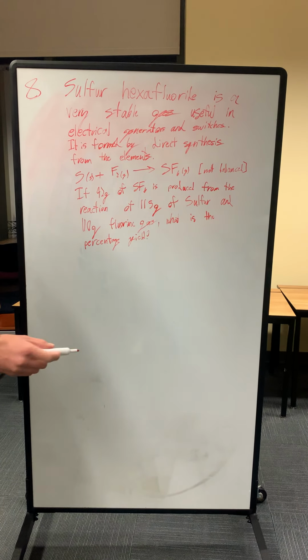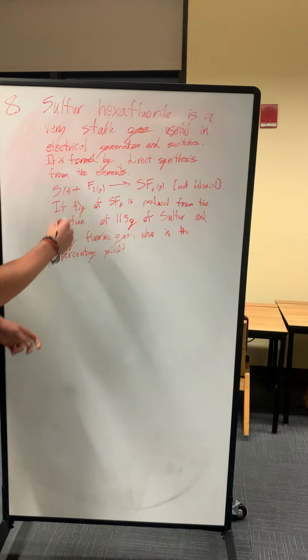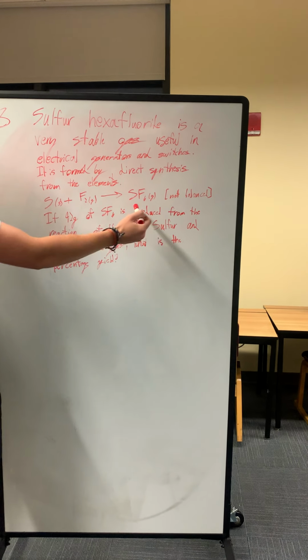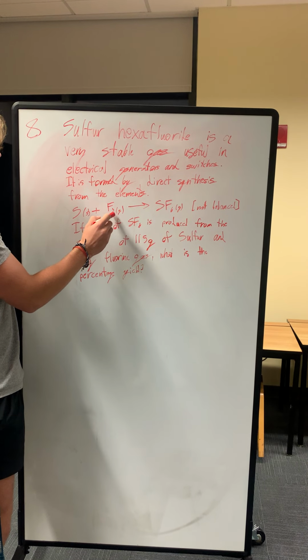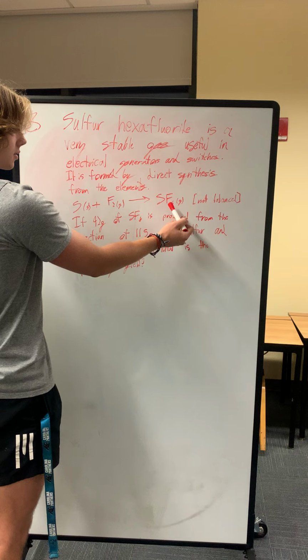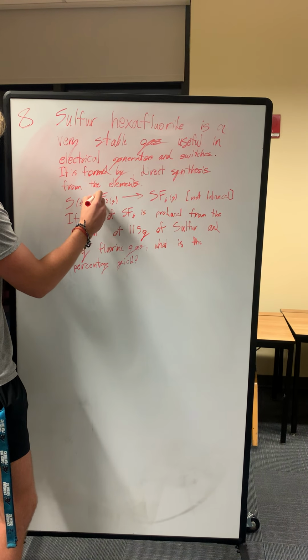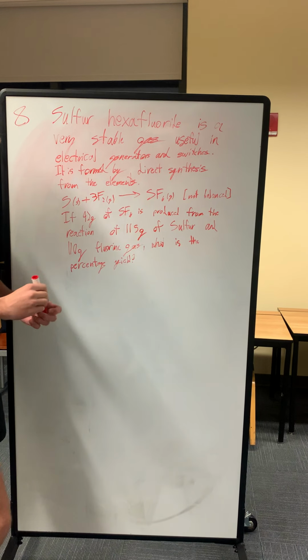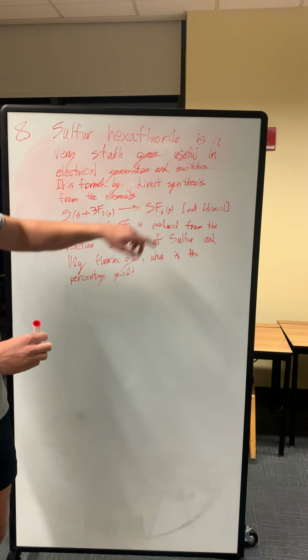So the first thing you want to do is balance this equation. You have one sulfur over here and one sulfur over here, so you're good right there. But right here you have two fluorines and 6 fluorines right here. So you want to add a 3, so that makes it balanced. It'll be 3 times 2, 6 is equal to 6.